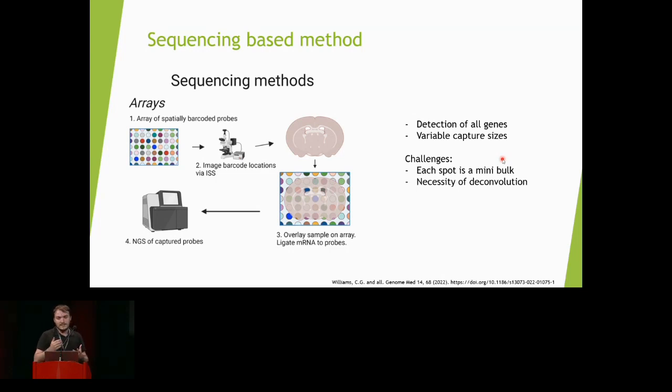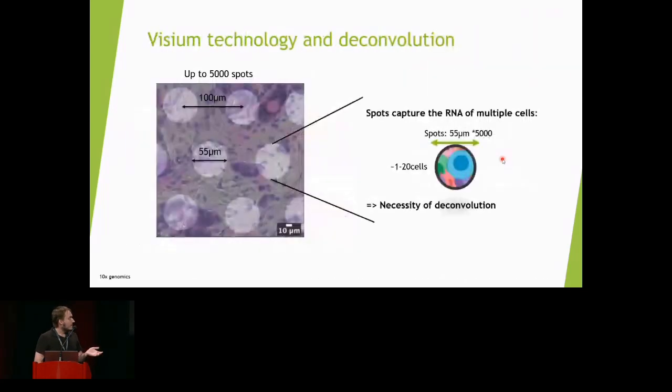But one of the problems, as I'm going to explain hereafter, is that each of the spots, because of its size, will capture RNA from multiple cells at once. For instance, one of the technologies being used is the Visium technology, one of the most widespread technologies within the labs, with spots that are separated by 100 micrometers each and are 55 micrometers wide. As you can see in these pictures, you have multiple cells within each spot, where you're going to detect the transcripts from these cells.